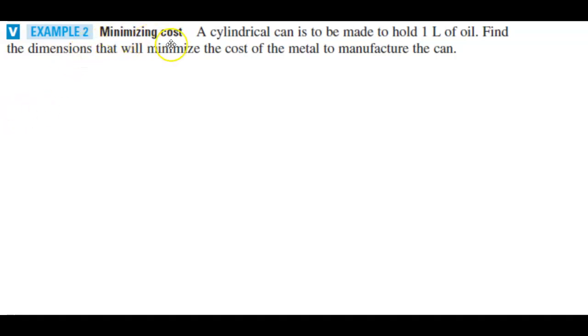Example 2, minimizing cost. A cylindrical can is to be made to hold 1 liter of oil. We want to find the dimensions that will minimize the cost of the metal to manufacture the can. So again, what we're dealing with is a cylindrical can, and we want to find the dimensions that are going to minimize this cost. So first thing is we need to draw a picture.